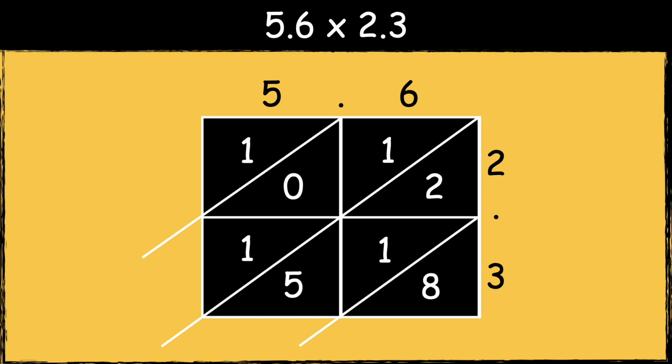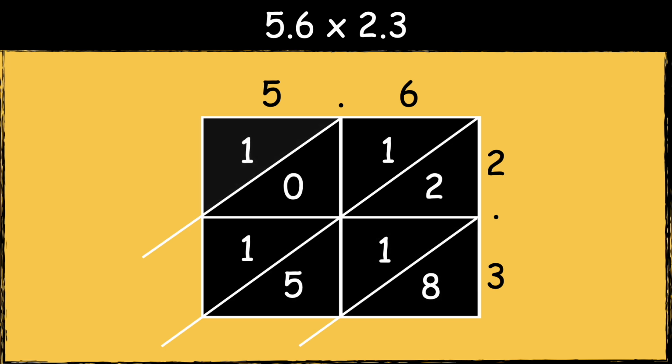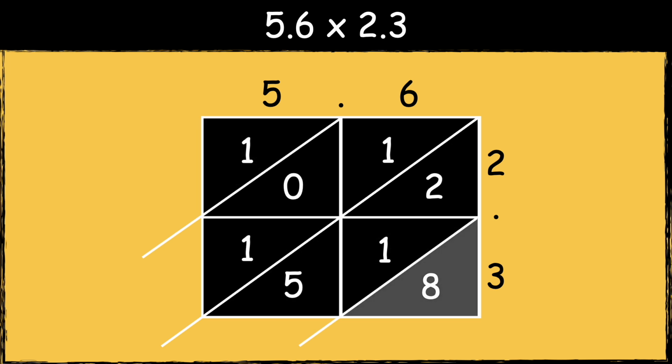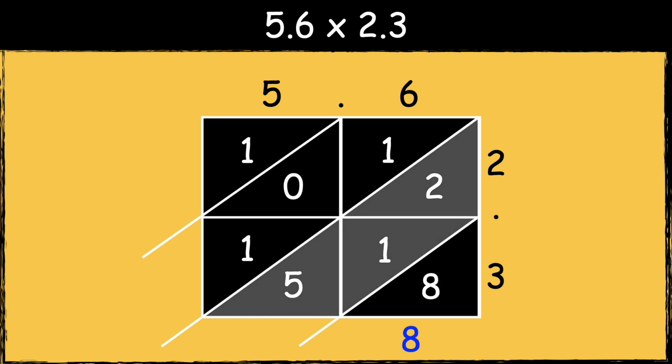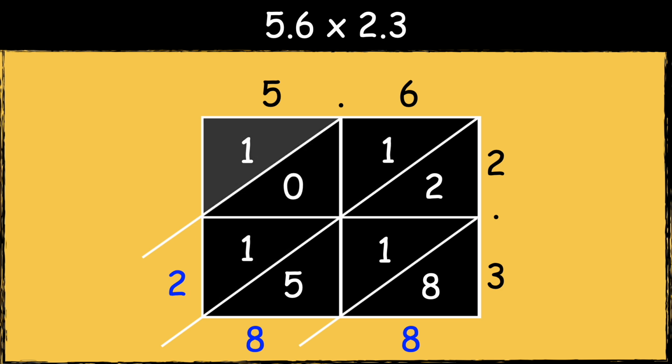The next step is to add along the diagonal strip, going from right to left. In the first section, we have 8. In the second section, we have 5, add 1, add 2, which is 8. In the next section, we have 1, add 1, which is 2. And in the last section, we have 1.